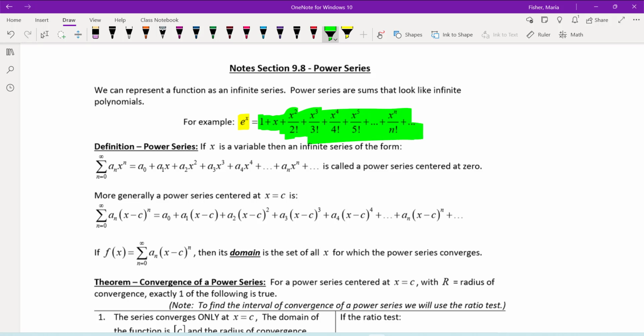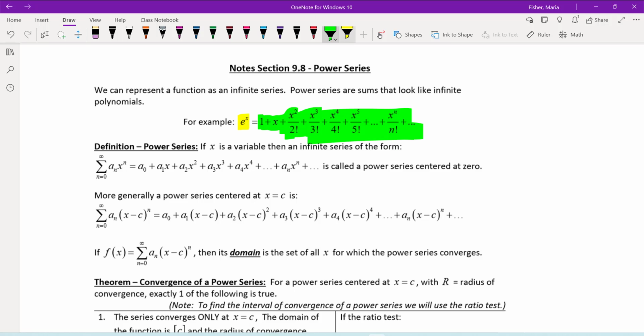So what we're going to look at in this section is the definition of a power series, and then the interval of convergence of a power series, which is the same as the domain of that function. What x's can you actually plug into that power series for that power series to converge? And we're going to finish the section off by looking at how to integrate and find the derivative of a power series. Let's start off by defining a power series.